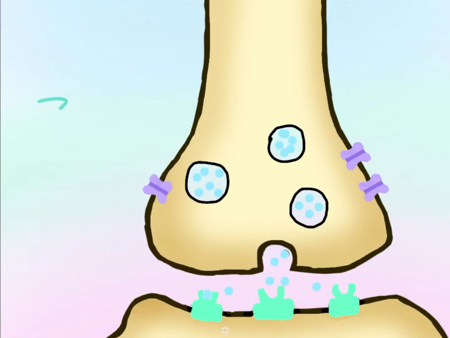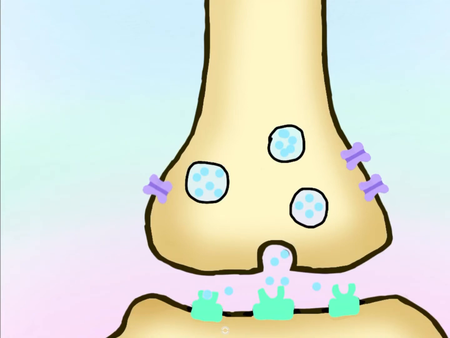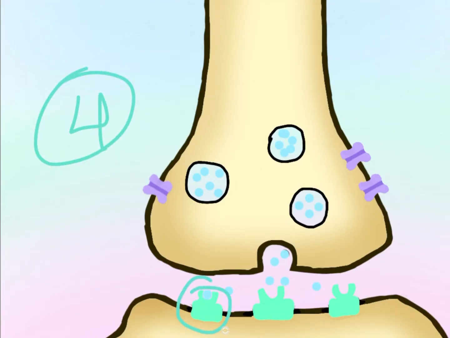Third thing that happens is that when the calcium enters, it causes these vesicles with neurotransmitters to fuse with the membrane of the axon of the presynaptic neuron. And when it fuses, these neurotransmitters are released into the synapse, and these neurotransmitters will bind to the receptors on the postsynaptic cell.